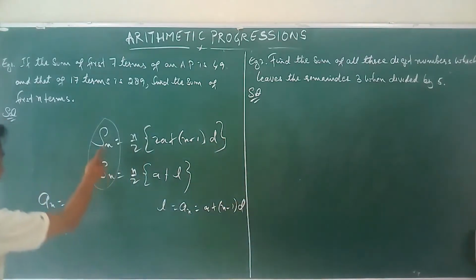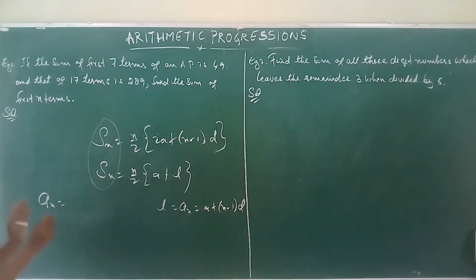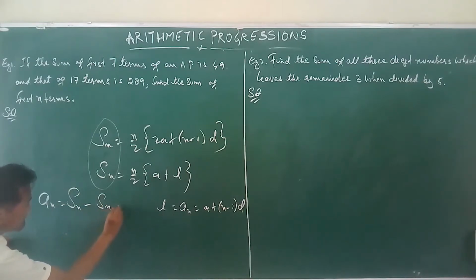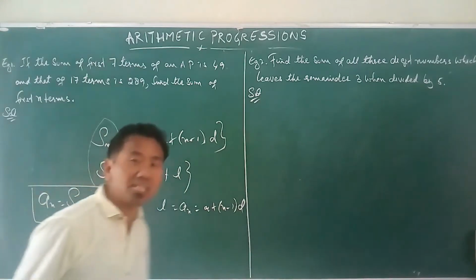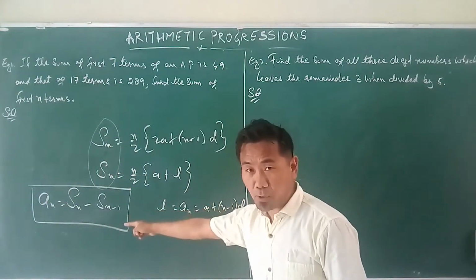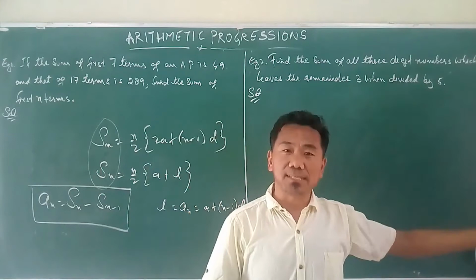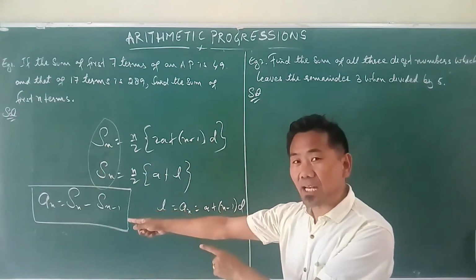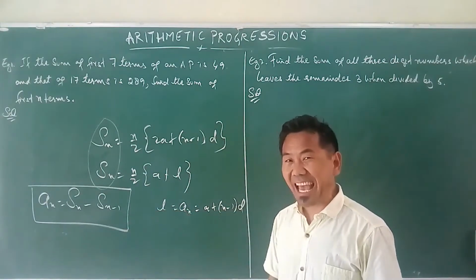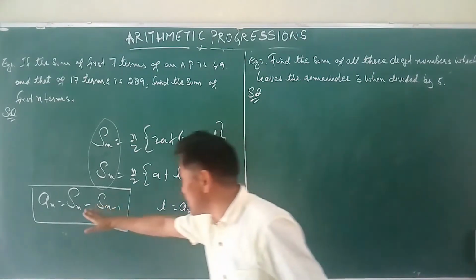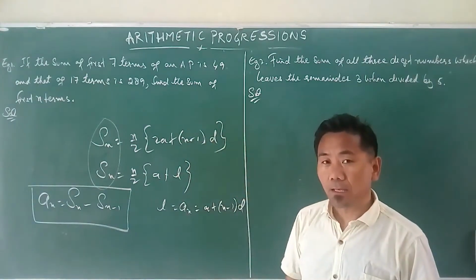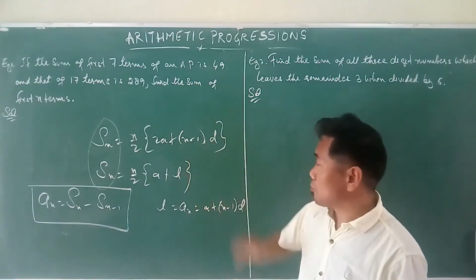So for that, we have another formula. This formula is Sn minus Sn minus 1. This is another important formula. The last term is an, the nth term. When the sum is given, the formula for the nth term is an equals Sn minus Sn minus 1.